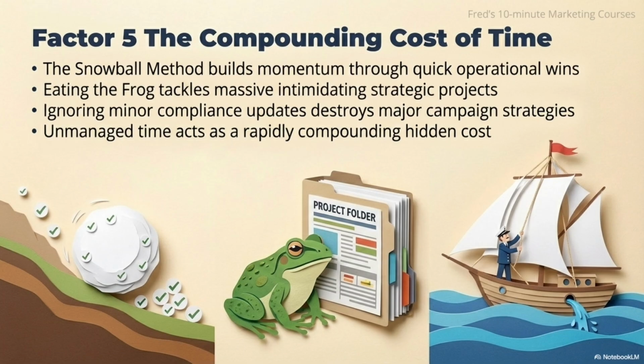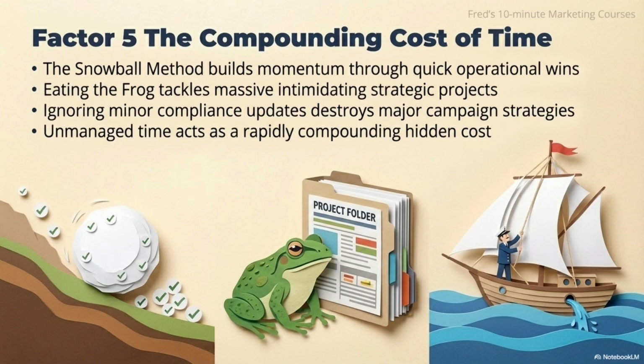Dangerous game. Very, because you might miss a relatively small, seemingly unimportant compliance update from the legal department. Oh, I've seen that happen. And because you missed that tiny legal update, the entire massive campaign strategy you just spent 3 days writing is now non-compliant and has to be scrapped. Exactly. That ignored small task caused massive delays, creating a huge hidden opportunity cost.